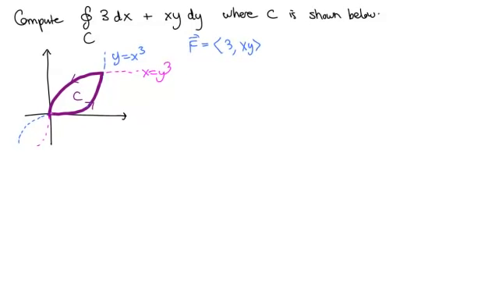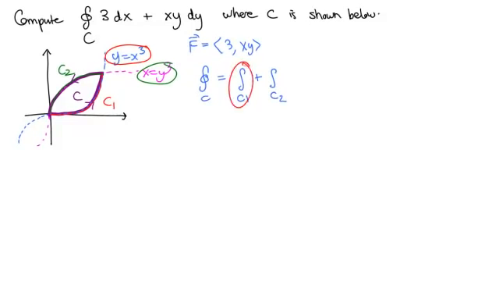Well, if I look at C, I notice that it sort of breaks down into two easier pieces. There's this piece C1, which lives on the curve y equals x cubed, and then there's a piece C2, which lives on the curve x equals y cubed. And so to work out this line integral over C, I can break this up into the line integral over C1 plus the line integral over C2. So let's work these out in smaller pieces.